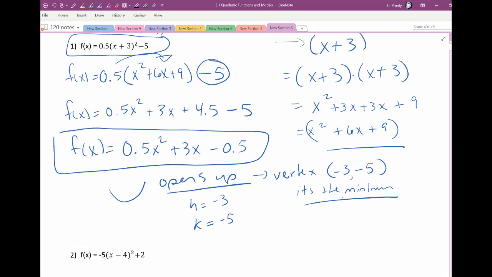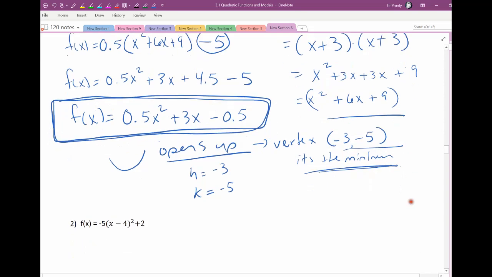And you can check it graphically like we did last time. You can always graph it and double check that that actually is the minimum point. Right? And it is. The minimum point is negative 3, negative 5 because it opens up. This is its standard form. Right? So you plug in the standard form, that should be the vertex.